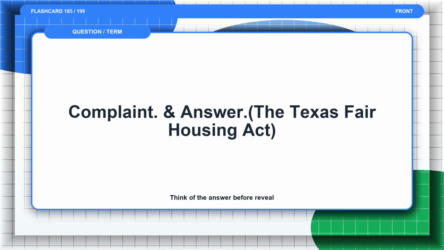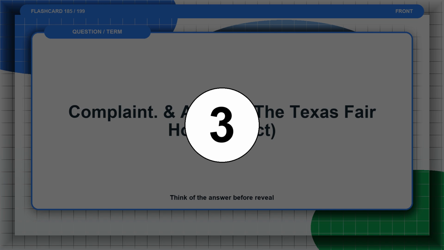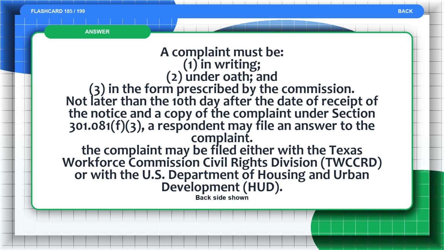Flashcard 185. Complaint and answer. The Texas Fair Housing Act. Pause and think of the answer before the reveal. The answer is: a complaint must be 1. in writing, 2. under oath, and 3. in the form prescribed by the Commission, not later than the 10th day after the date of receipt of the notice, and a copy of the complaint under Section 301.081 F3. A respondent may file an answer to the complaint. The complaint may be filed either with the Texas Workforce Commission Civil Rights Division (TWCCRD) or with the U.S. Department of Housing and Urban Development (HUD).